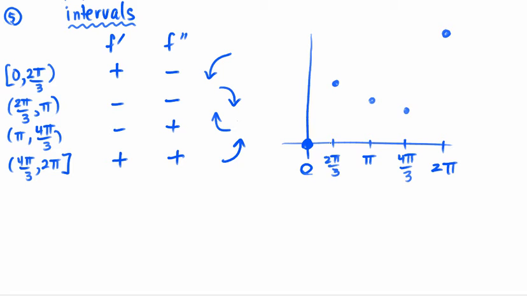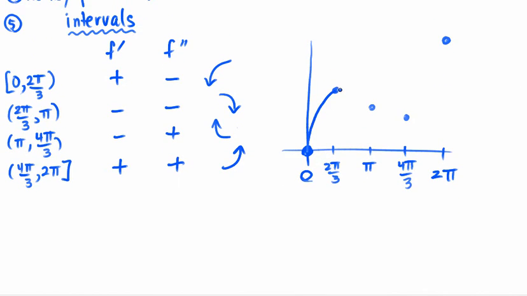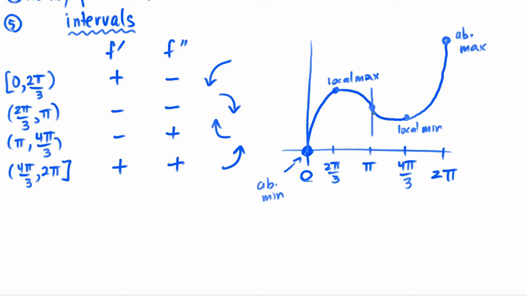And I know that from 0 to 2 pi over 3 it needs to look like this. And from 2 pi over 3 to pi it needs to look like this arc. Then it moves on to the next arc shape and the next arc shape. I can then see where I have a local max, I have a local min. This turns out to be my absolute max. Here's my absolute min, and you can see the concavity shifting at pi, which is the point where we saw switching from concave down to concave up.